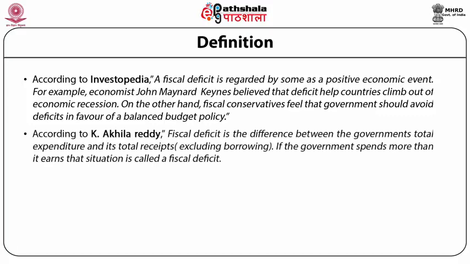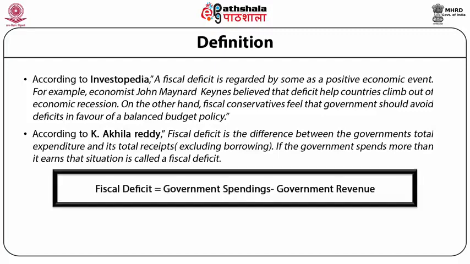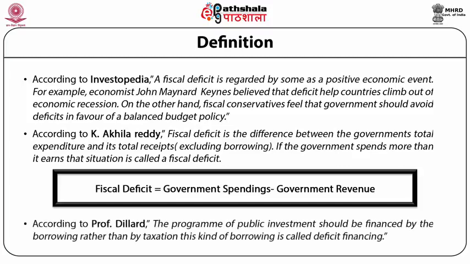According to K. Akhila Reddy, fiscal deficit is the difference between the government's total expenditure and its total receipts, excluding borrowing, of course. If the government spends more than it earns, the situation is called a fiscal deficit. Thus, fiscal deficit is equal to government spending minus government revenue. Professor Dillard also defines it as the program of public investment should be financed by the borrowing rather than by taxation. This kind of borrowing is known as deficit financing.